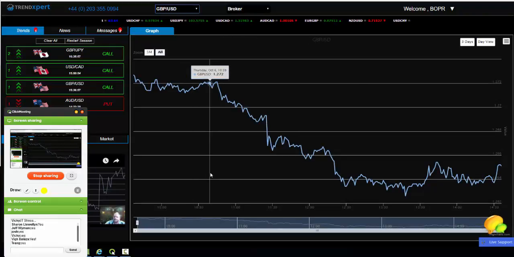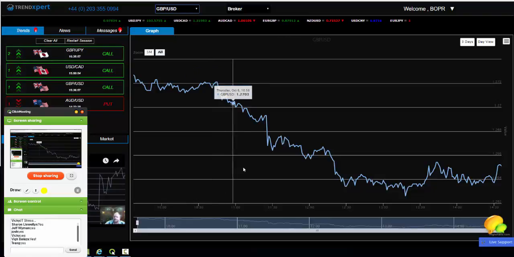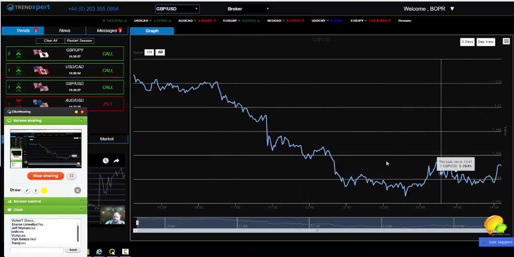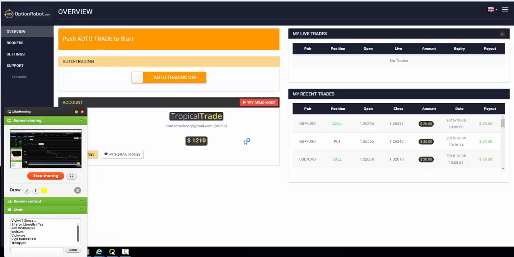As you can see, from the whole of today, it's been going down a nice steady downwards trend, and more or less nothing has absolutely happened on the GBP USD. Okay, guys, so we're going to be turning it on, let it place some trades.